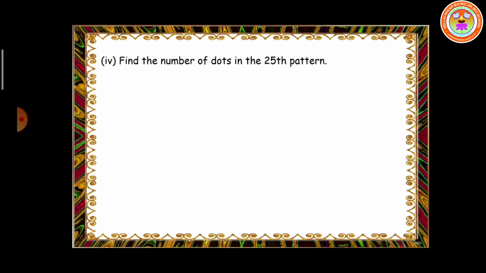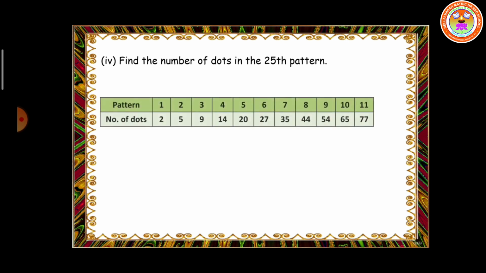Find the number of dots in the 25th pattern. First pattern 2, second 2 plus 3, 5, 2 plus 3 plus 4, 9, 2 plus 3 plus 4 plus 5, 14, 2 plus 3 plus 4 plus 5 plus 6, 20, next 27, 35, 44, 54, 65, 77.